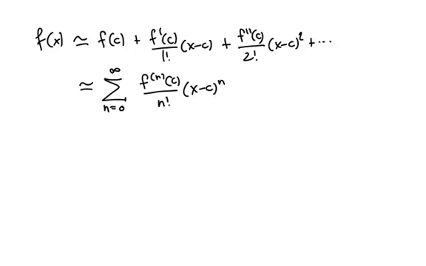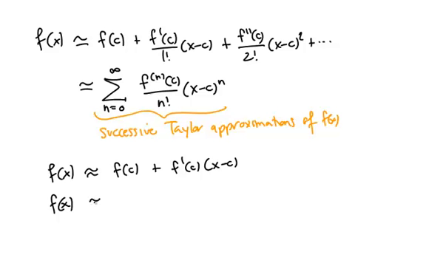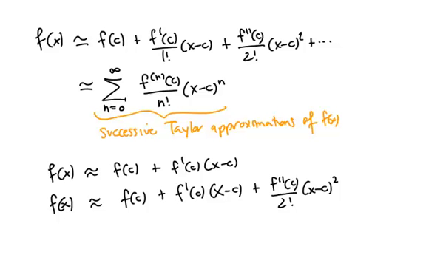And the whole idea of this was that this was simply a clever way to list the successive Taylor approximations of the function. That is, f of x could be approximated by its tangent line, f of c plus f prime of c times x minus c. But we could get an even better approximation over a slightly longer interval by taking that tangent line and then adding the second order approximation, f double prime of c over 2 factorial times x minus c squared.